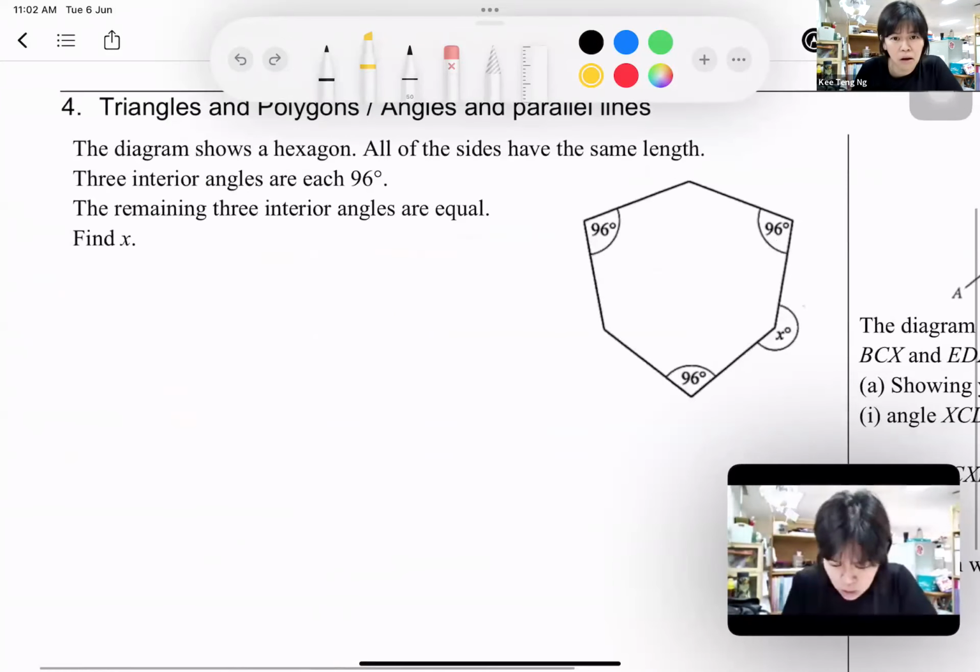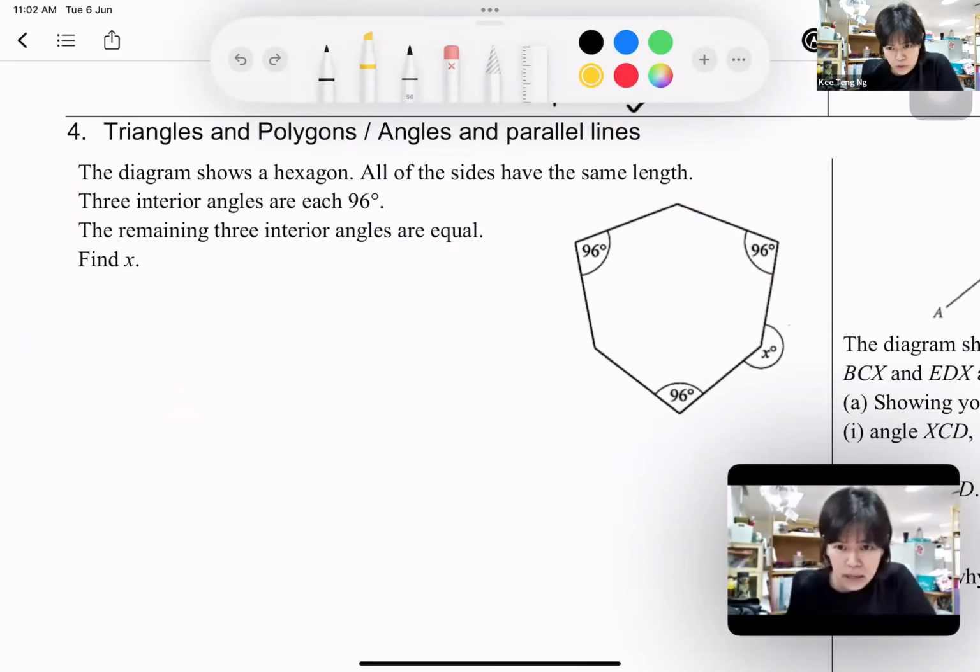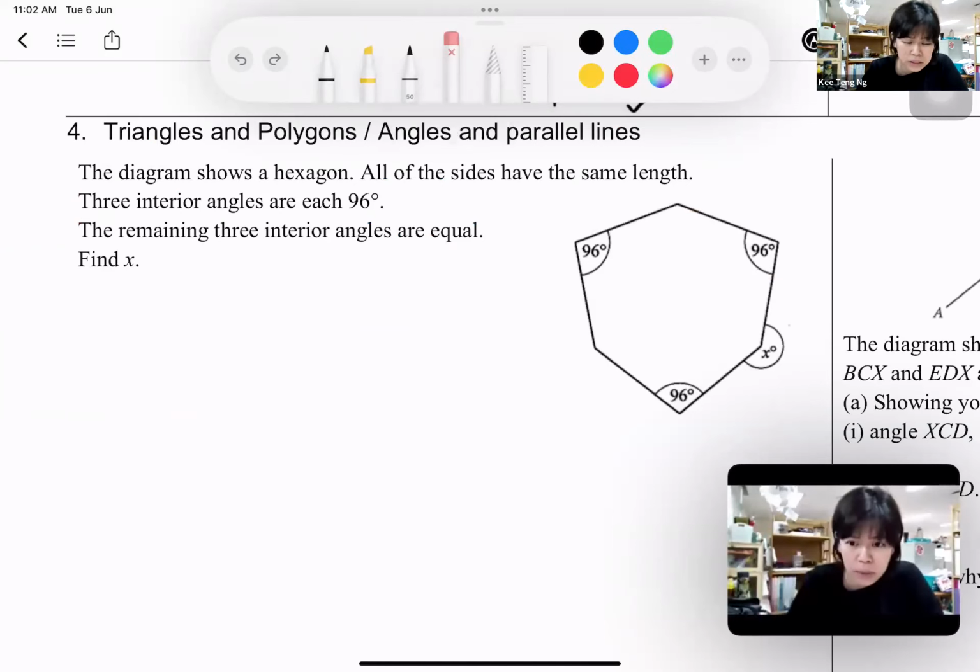Triangles, polygons, and parallel lines. So the last revision checklist one, I have put down on the paper itself a series of all the different formulas that you need to know for polygons and parallel lines. Okay, so I'm not going to repeat that portion again. So please refer to revision checklist one. Okay, the diagram shows a hexagon.